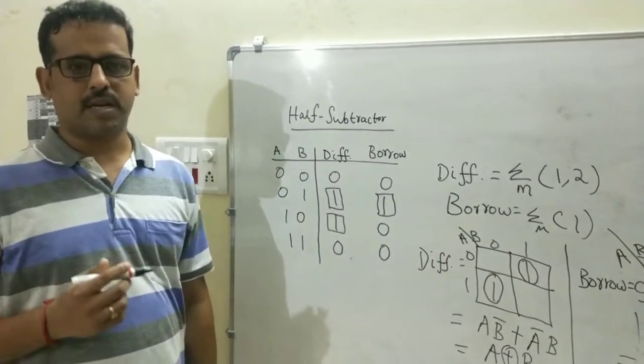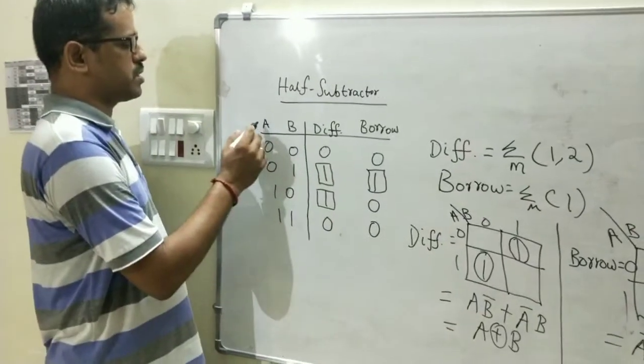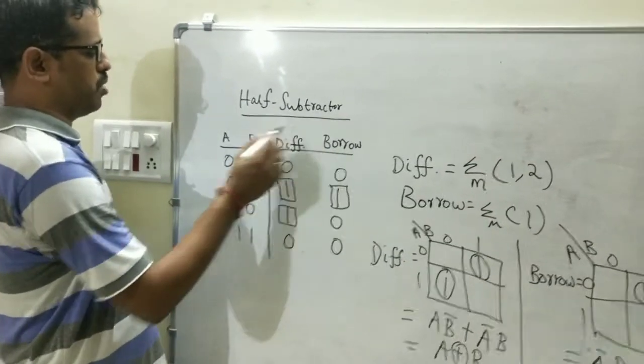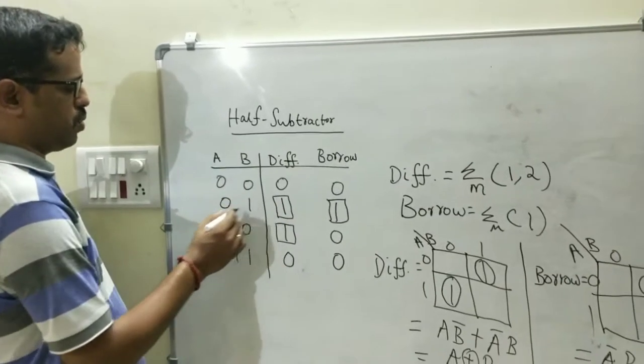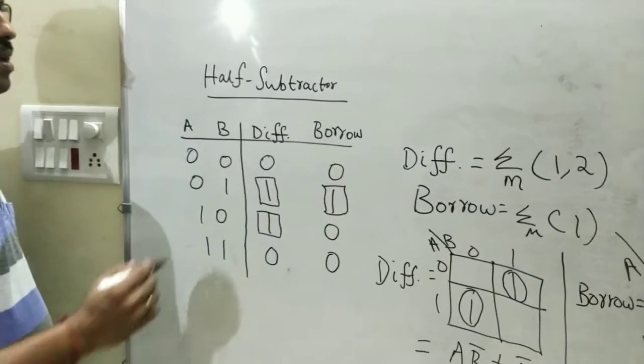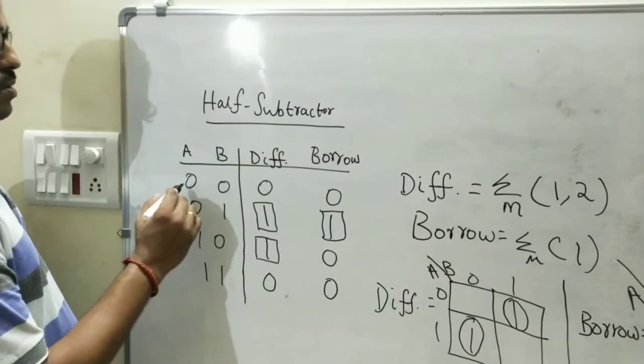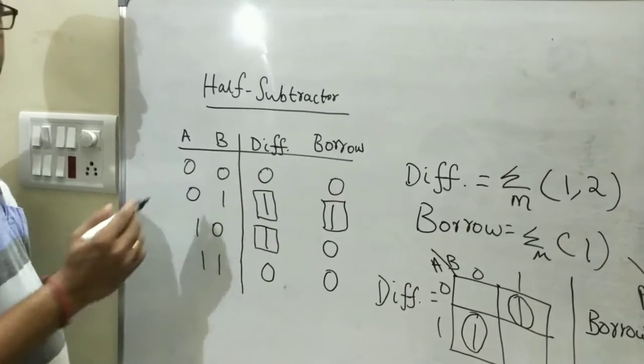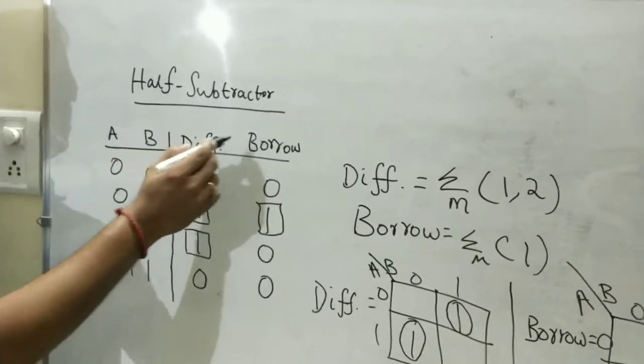So first we need to construct a truth table. So inputs A and B and outputs difference and borrow. So 0, 0, 0, 1, 1, 0, 1, 1. Then you just start subtracting it. While subtracting, you will get two outputs, difference and borrow.